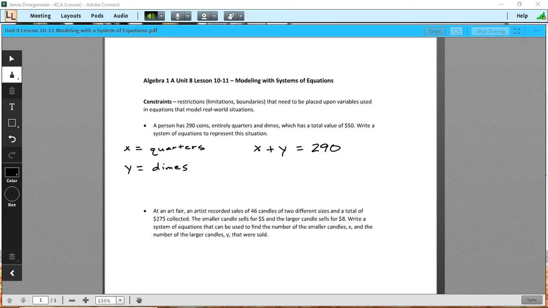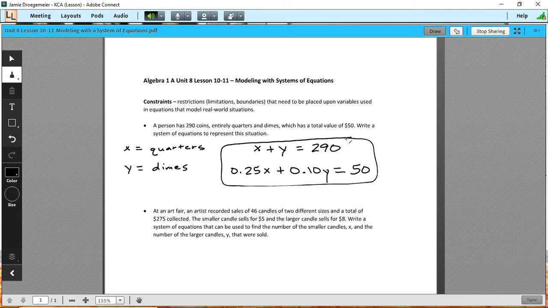Then the second thing that we know is that these coins are going to have a total value of $50. Well, each quarter is worth 25 cents. So 0.25, if I multiply that by the number of quarters, that will give me the value of those quarters. My dimes are each worth 10 cents. So 0.10 times the number of dimes, which is Y. When I add those two dollar amounts together, it should equal $50. And so this would be my system of equations for this particular situation.